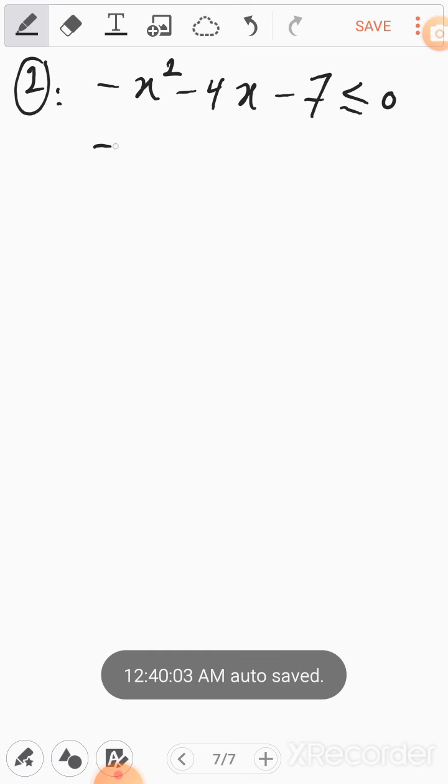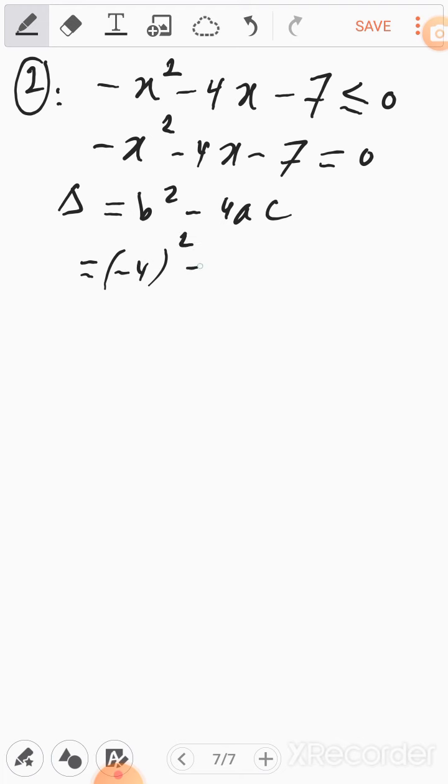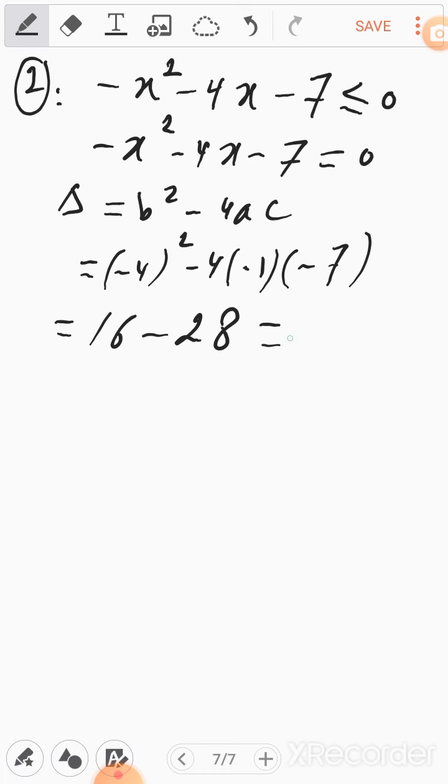Solve it equal to 0. Minus x squared minus 4x minus 7 equal to 0. Delta is b squared minus 4ac. It is equal to minus 4 squared minus 4 times a, minus 1, times c, minus 7. This is equal to 16 minus 4 times minus 1 times minus 7, minus 4 times 7, 28. This is equal to minus 12. 16 minus 28 is minus 12.